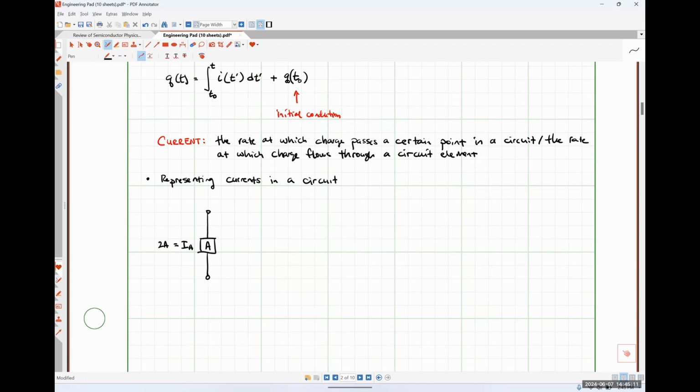We describe the magnitude with a number in order to have a complete definition for current. We also need to indicate a direction. So I'm going to choose to say that there is 2 amps of current flowing down through this element. So flowing from the top terminal to the bottom terminal, we see 2 amps. So if I wanted to know how much current is flowing up, so from the bottom terminal to the top terminal, how might we quantify that?